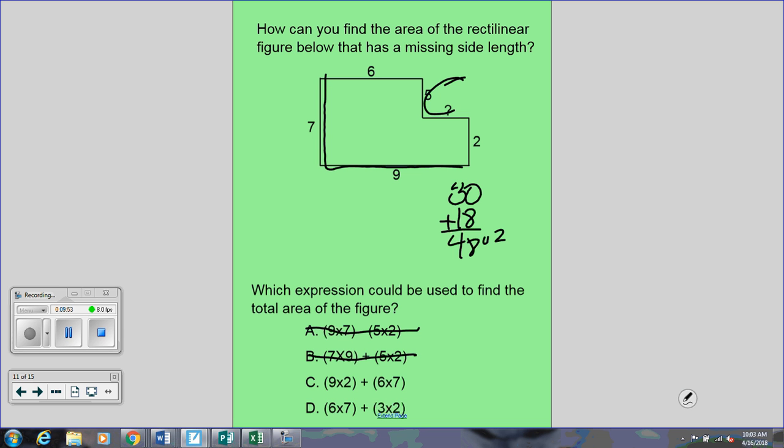All right, so let's look at the bottom two answer choices. A 9 by 2. We did have a 9 by 2. Remember we went across this way. That was a 9 by 2. Are we good with that? Yes. So did we have a 9 by 2? Yes. All right. What about a 6 by 7?